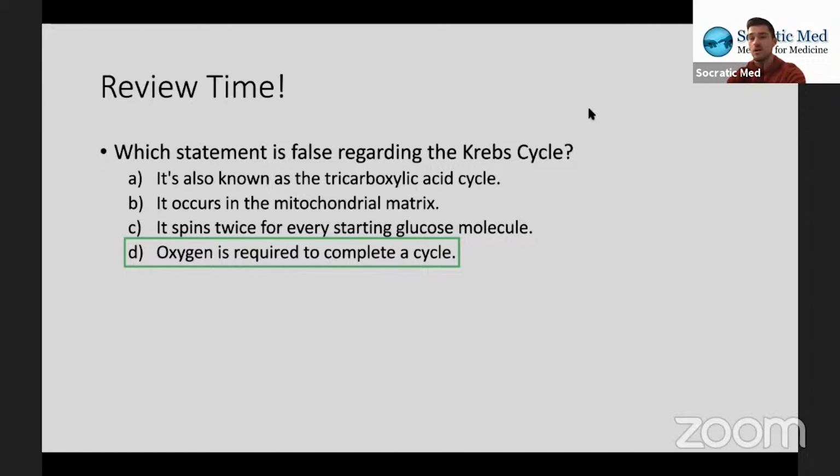We're just spinning acetyl-CoA and we're just modifying it. The citric acid.